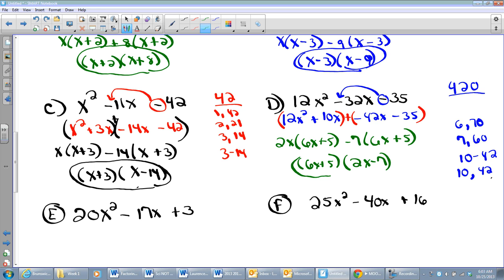Now, I don't know about you, but I like to work smart, not hard. I don't want to list all the factors of 420. I will if I have to, if I can't see it, but I'm going to use a smart approach. Okay.